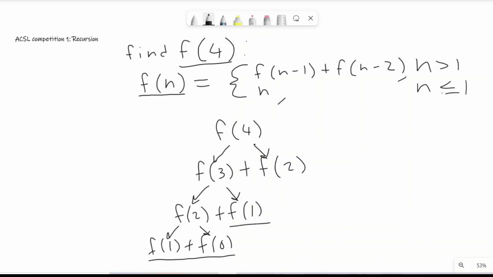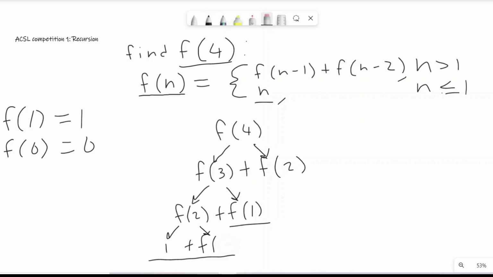So first, we find out what f of 1 and f of 0 are. We know that they both equal n. So f of 1 would equal, let's write it over here, f of 1 would equal 1, and f of 0 would equal 0. So we can replace those values with 1 and 0. So this would equal 1, and this would equal 0. And we add them together to get what f of 2 equals. When we add these together, we get that f of 2 equals 1.